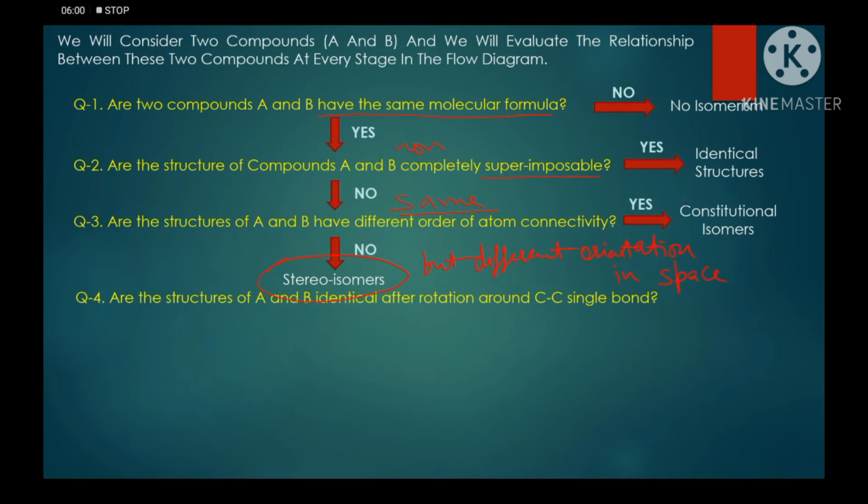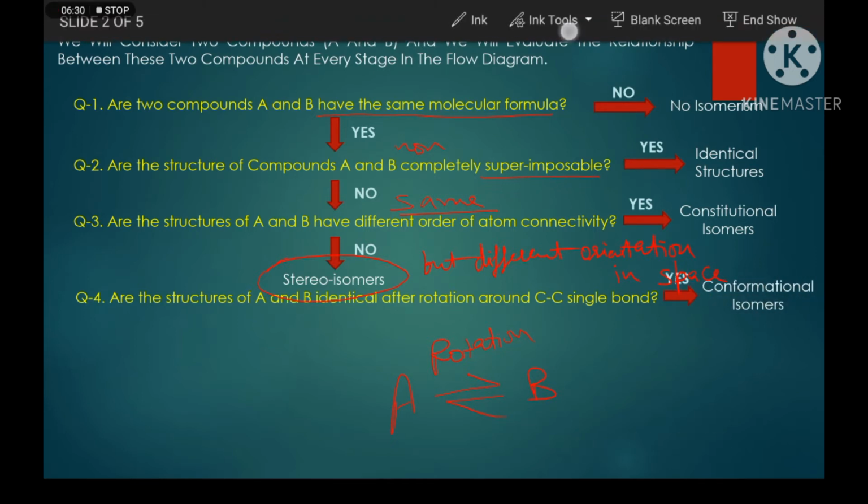Now after knowing that these two compounds are stereoisomers, we have to go further. We will check the next question. Are the structures A and B identical after rotation around carbon-carbon bond? We will try to rotate our molecule, our stereoisomers. If we are able to convert A into B just by doing rotation, if we can convert A into B, these are called conformational isomers. These are called conformational isomers.